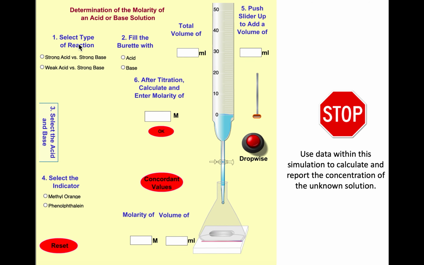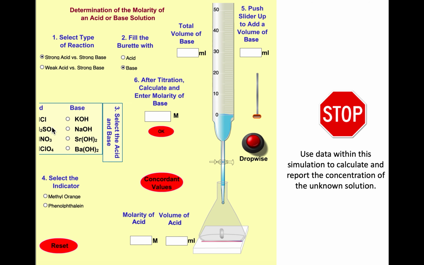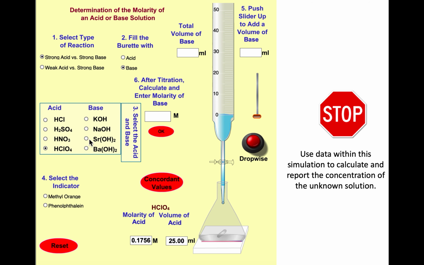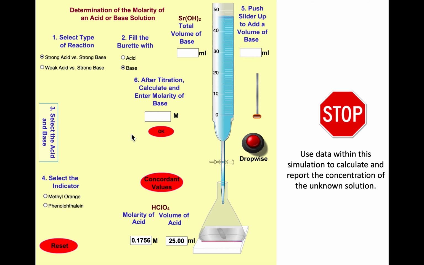To finish with, let me show a computer simulation that can generate some data for us. I want you to use the data within the simulation to calculate and report the concentration of the unknown solution. I'm going to have a titration of a strong acid with a strong base and put the base in the burette. Different strong acids to choose from, different strong bases. So I'm using HClO4 as the acid, strontium hydroxide as the base.